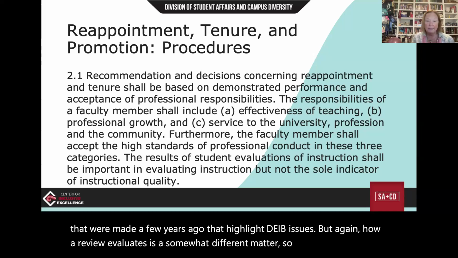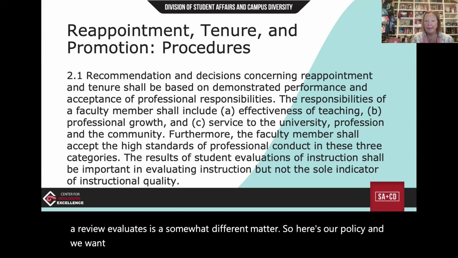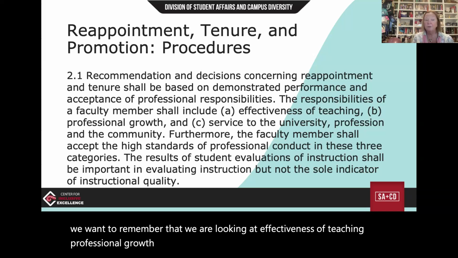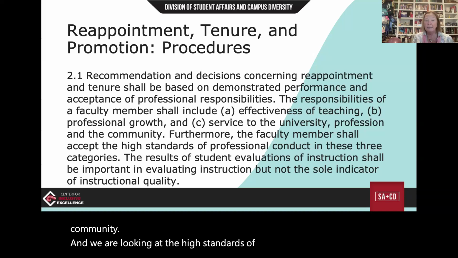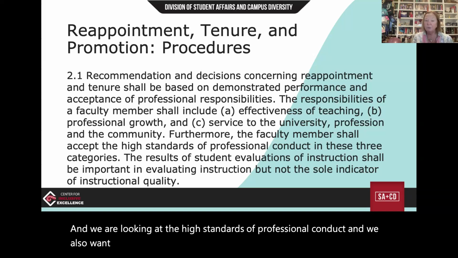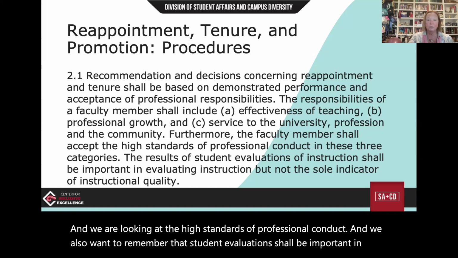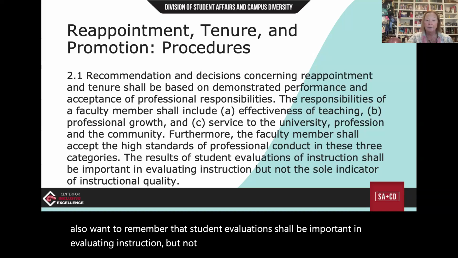So here's our policy, and we want to remember that we are looking at effectiveness of teaching, professional growth, and service to the university, profession, and the community. And we're looking at the high standards of professional conduct. And we also want to remember that student evaluations shall be important in evaluating instruction, but not the sole indicator.